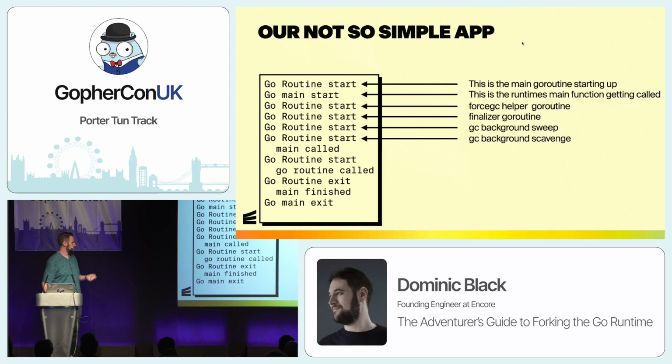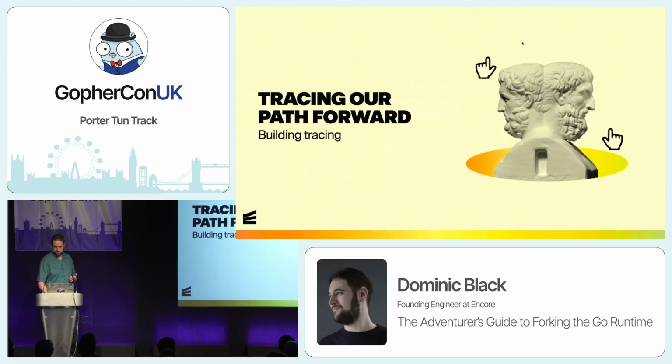Eventually, we see our main function get called. We can see our Go routine starting, and we can see our print statement from that. We can see our Go routine exits. Then we can see our main function exits before Go's runtime's main function exits. Now we've made a small change, we can start thinking about how we might use this for tracing.